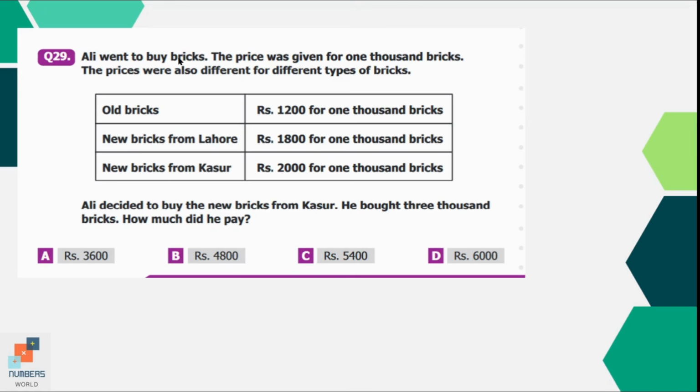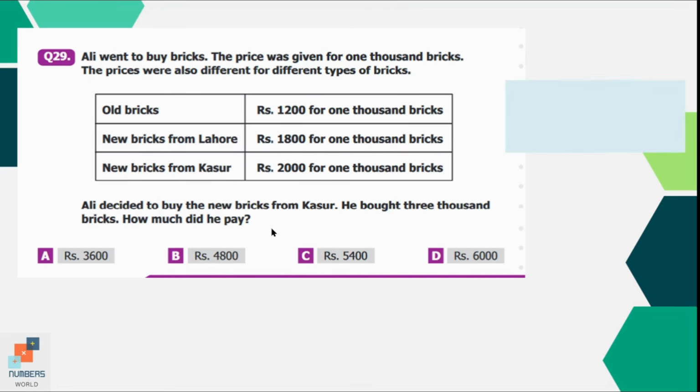Question number 29. Ali went to buy bricks. The price was given for 1000 bricks. The prices were also different for different types of bricks. Old bricks, rupees 1200 for 1000 bricks. New bricks from Lahore, rupees 1800 for 1000 bricks. New bricks from Kasur, rupees 2000 for 1000 bricks. Ali decided to buy the new bricks from Kasur. He bought 3000 bricks. How much did he pay?